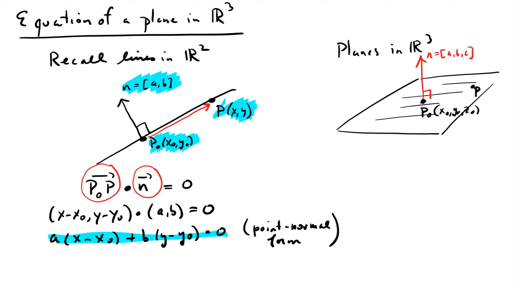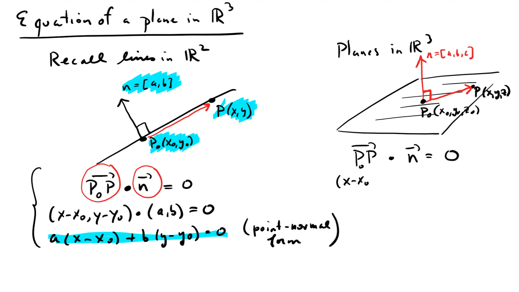If I have another point P on the plane, let's say with coordinates x, y, z, and I look at the vector going from P0 to P, it makes a right angle with n. So this is a way of characterizing any other point P on the plane. P0P is a vector that makes a right angle with n. So the dot product of the two vectors is going to give me 0, and if I do this, I'm going to get exactly what I have over here. I'm going to repeat the computations I have here, but by adding an extra component.